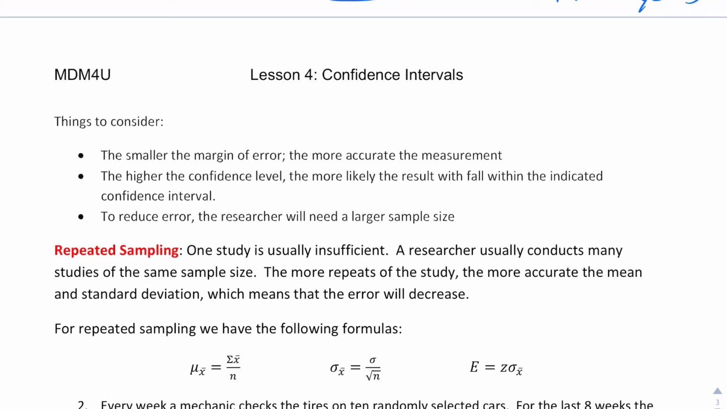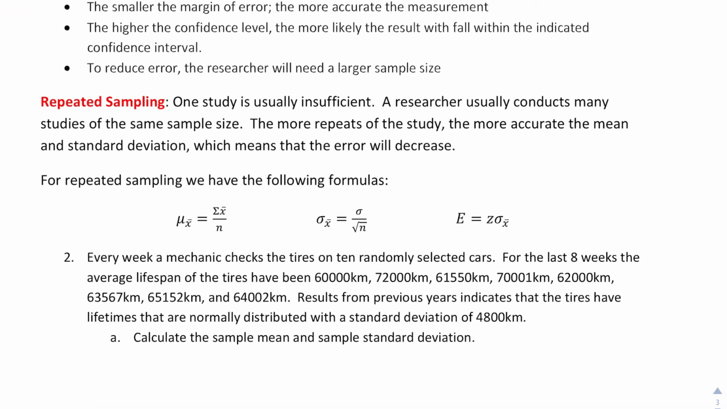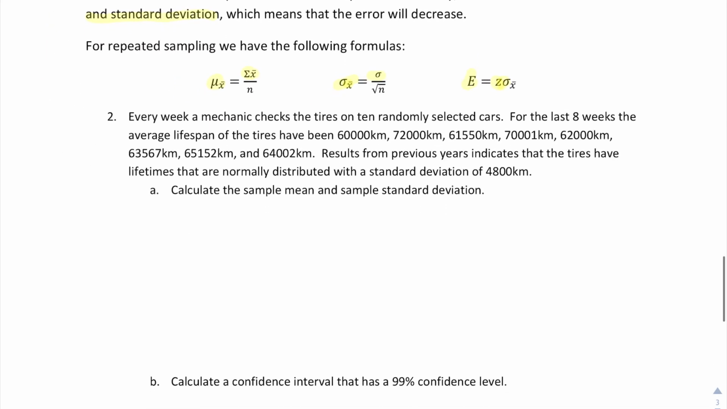And the higher the confidence level, the more likely the result will fall within the given range or confidence interval. And often, as I said, researchers will increase sample size in order to reduce the amount of error. So one study is often insufficient, and so often they'll do these studies multiple times. And again, there's more formulas that come with this, but you can start to predict the mean and the standard deviations based on what you have. And we get these different formulas here. So we talked about these values, so I'm not going to write them out again, but mu is our population mean, standard deviation, and then what we had here with margin of error and z-score and standard deviation. So you can relate these to each other. So I think it's best if we just try an example where you see them.